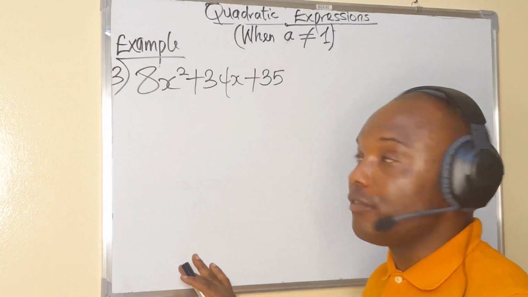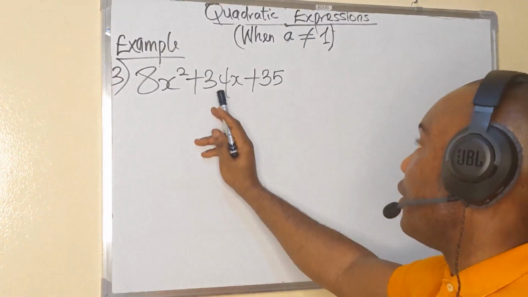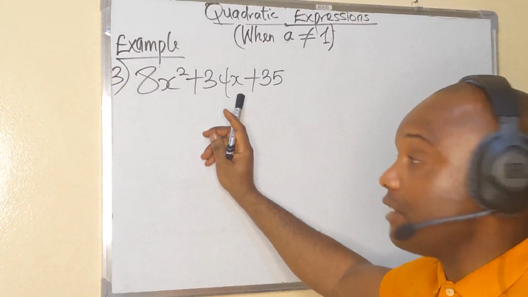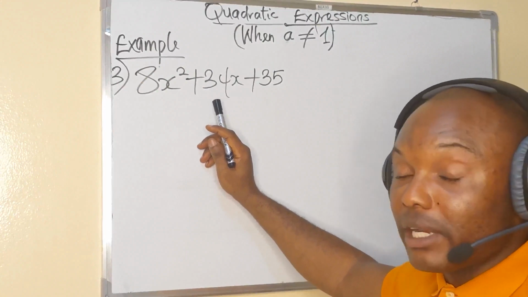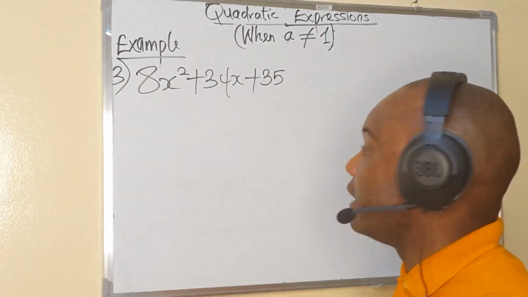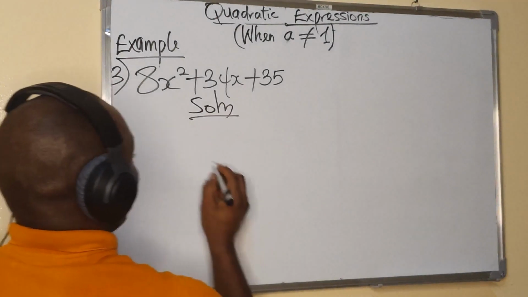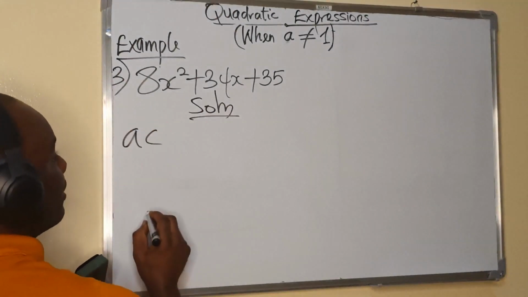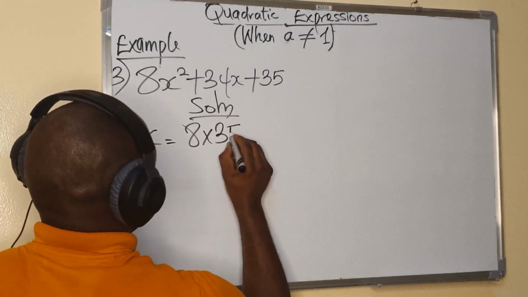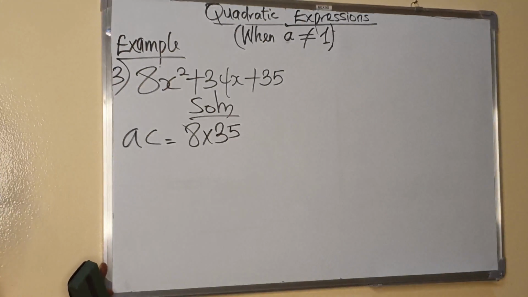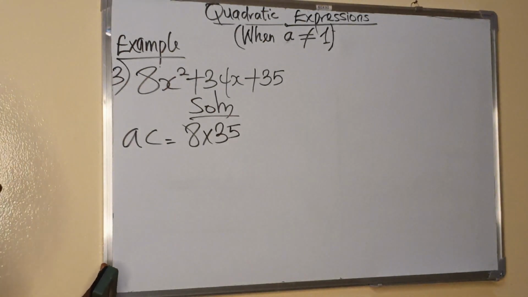Our last example for today says we should factorize 8x squared plus 34x plus 35. Taking a good look at this, it's really big. So one thing we can do to help us is go ahead with the AC first of all. So solution. We go ahead with finding the value of AC. Here you notice that our AC is the same as 8 multiplied by 35. 35 multiplied by 2 is going to give us 70. So 70 multiplied by 4, that is 280.